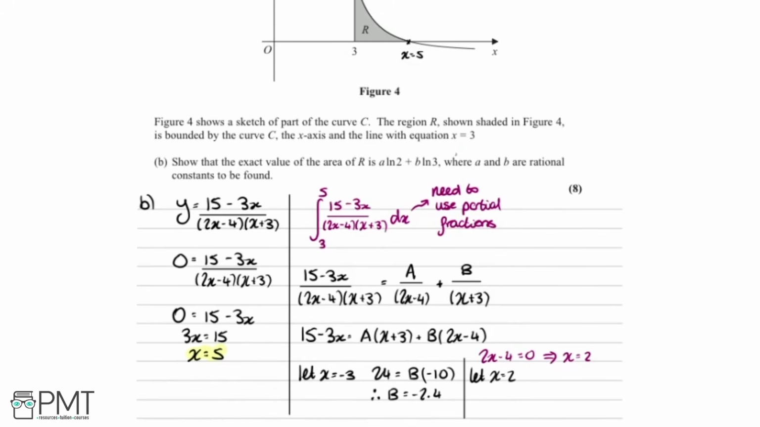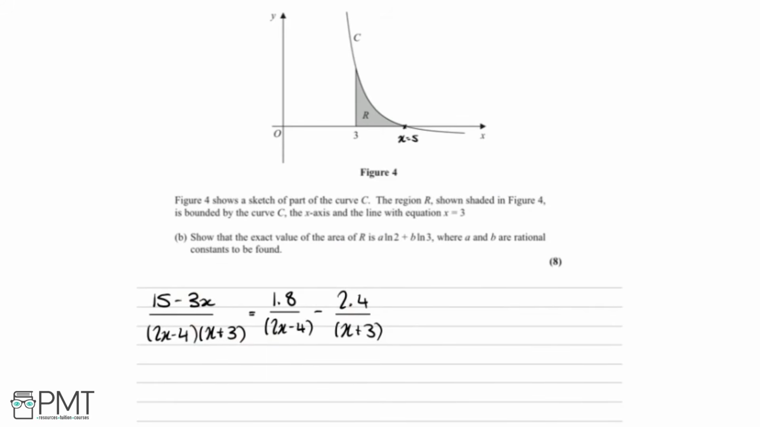So if we sub that into the left-hand side, we're going to get 15 minus 6, so we're going to get 9 equals, and the B gets eliminated because we're just multiplying it by 0. So for the A, we're going to have 3 plus 2, so we're going to have 5A. Therefore, A equals 9 divided by 5, which is 1.8. So here I've just written out the partial fractions a bit neater, using our values for A and B that we worked out earlier. So all that's left to do is work out the area of the region R.